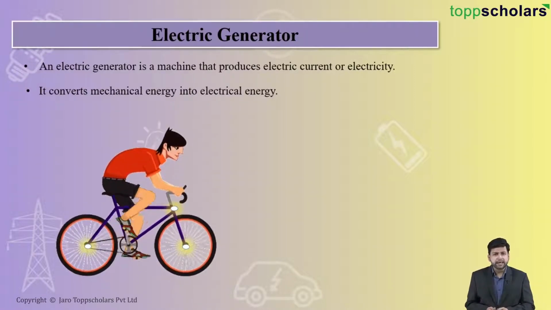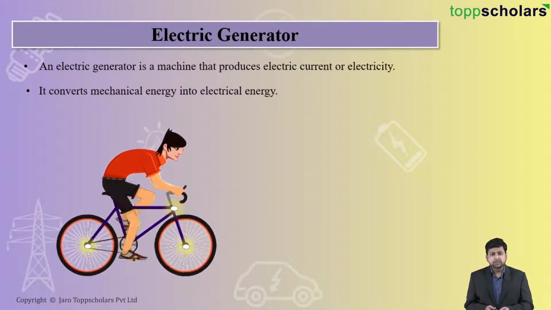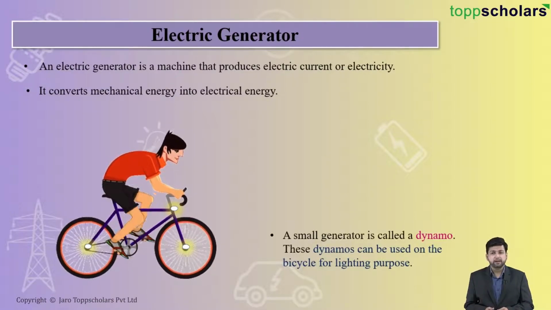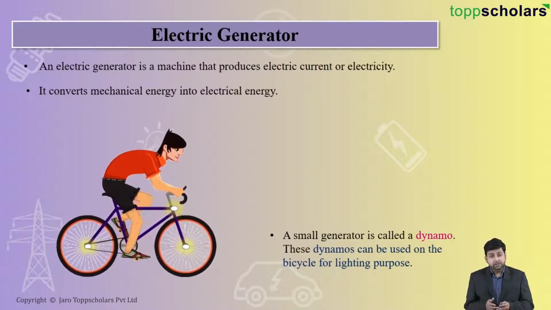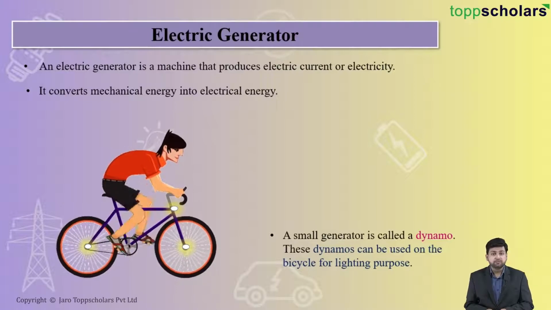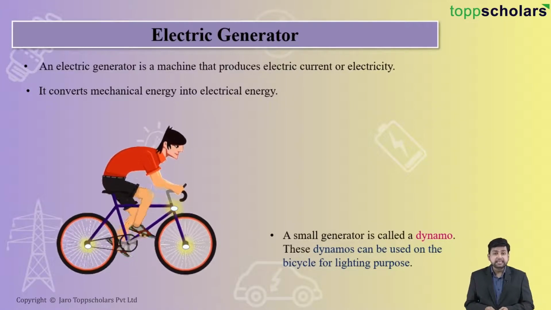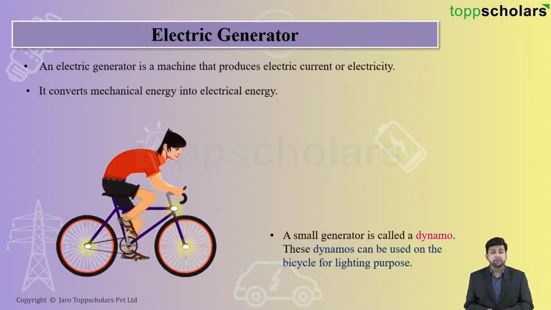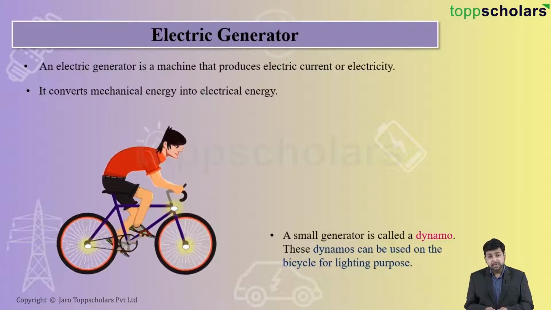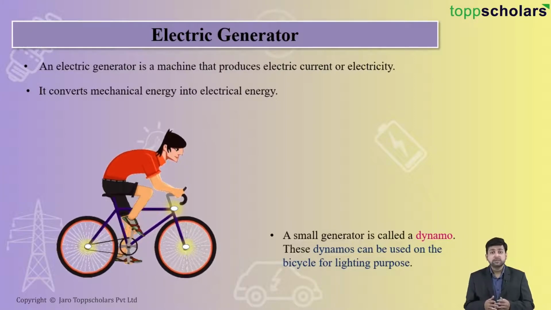Now you must be thinking, sir, how is this possible? Basically, this is a small device called a dynamo. A dynamo is nothing but a small generator which converts the mechanical energy of the rider into electrical energy. And these dynamos can be used in a bicycle for lighting purposes. Have you ever seen a light on a bicycle? Exactly, that light works on the phenomenon of the dynamo.